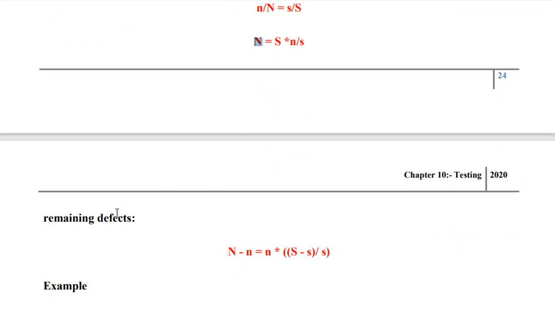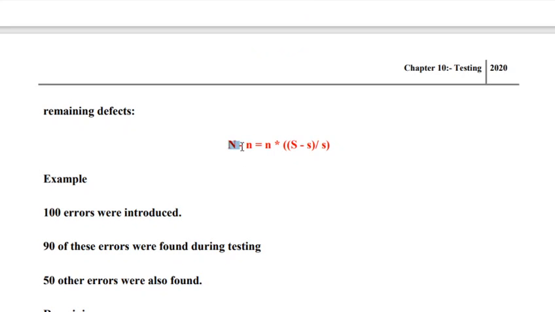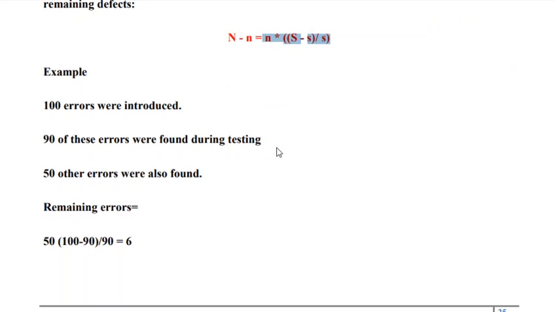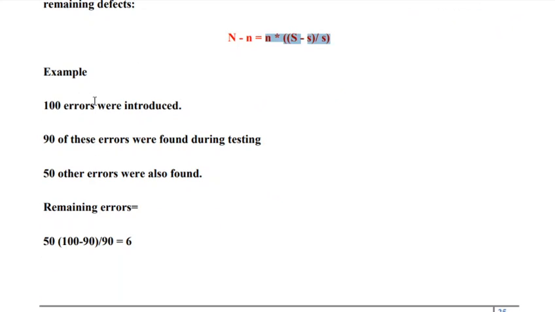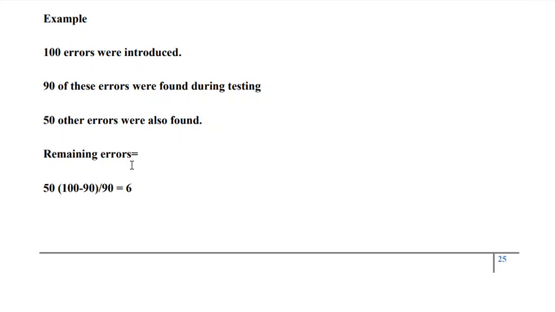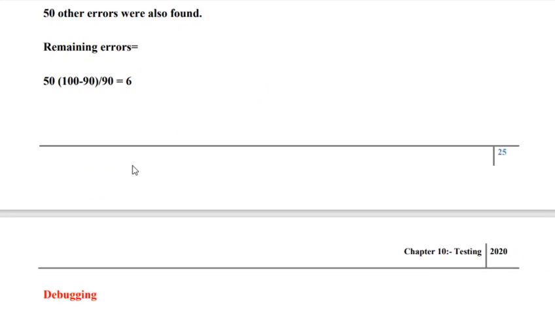And then the remaining defects. If I subtract small n from both sides, what I have is capital N minus small n, which is the remaining number of errors. So N minus n can be represented in this particular form, as you see, or using this particular notation here. So here I have given a very simple example of error seeding, right?